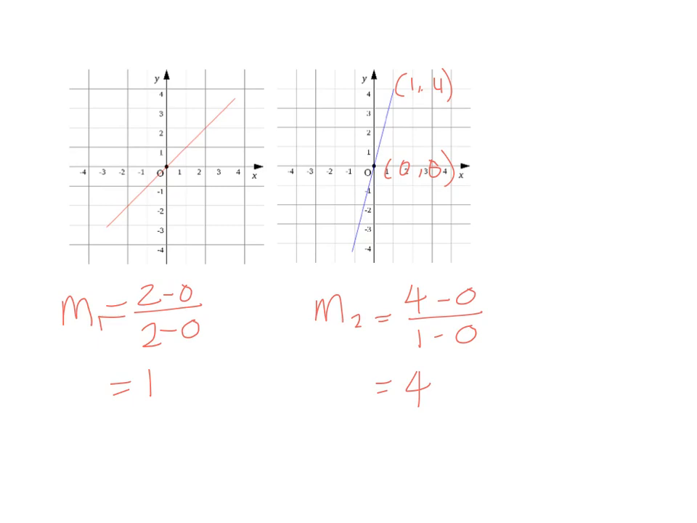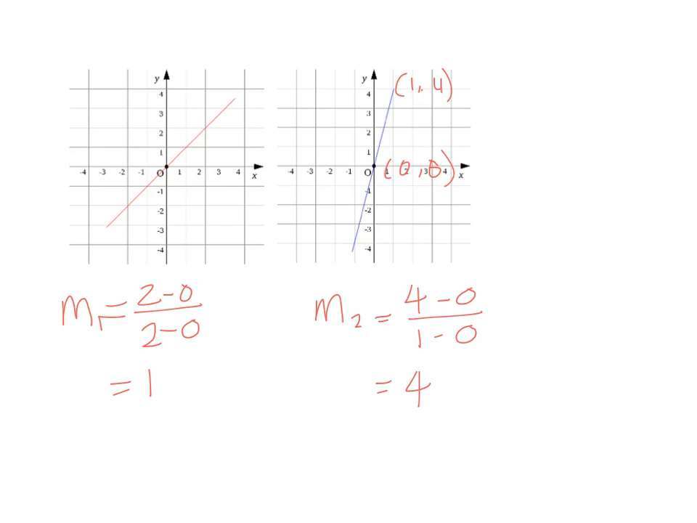Now you can compare these two slopes. The blue one, the slope is 4. You see that it's steeper, bigger value. And the red line, the slope is 1, so it's less steep than the blue one.